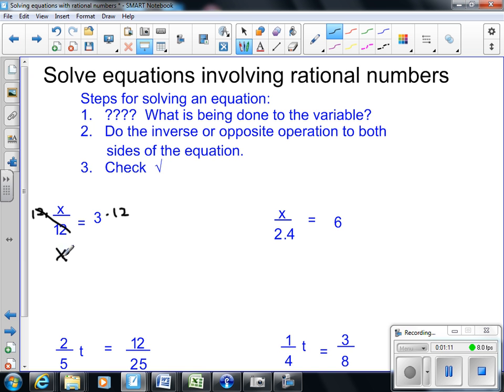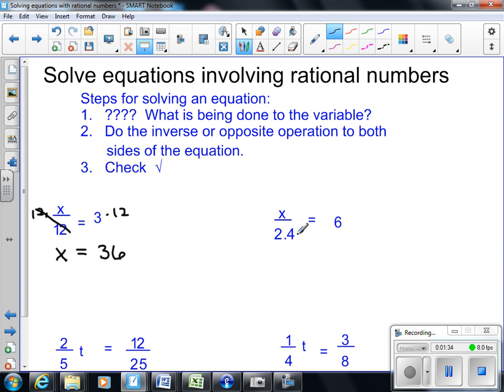Okay, we're left with x on this side. And then what is 3 times 12? Great, 36. Okay, now the third step is to check your answer. So we're going to plug this value in, 36. 36 divided by 12, is that 3? Yes, it is. All right, so we're good to go. Now that one just included a whole number. Look at the next example.